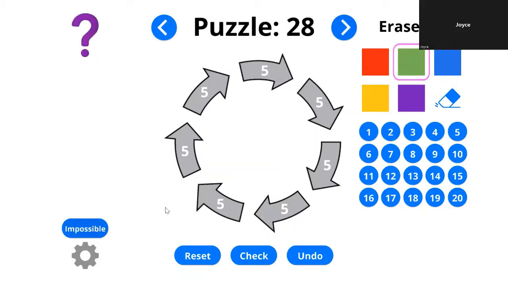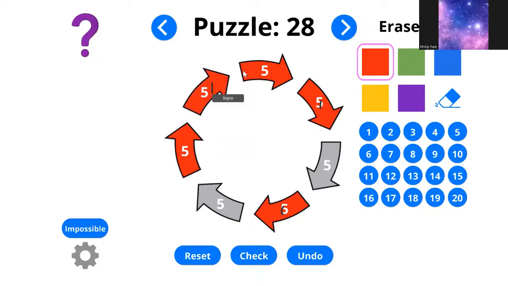Wait, so 1, 2, 3, 4, 5. Wait. 1, 2, 3, 4, 5. And then 1, 2, 3, 4, 5. Could it perhaps be that all of them are red? No, it couldn't.